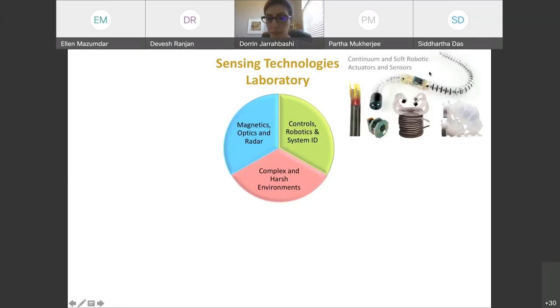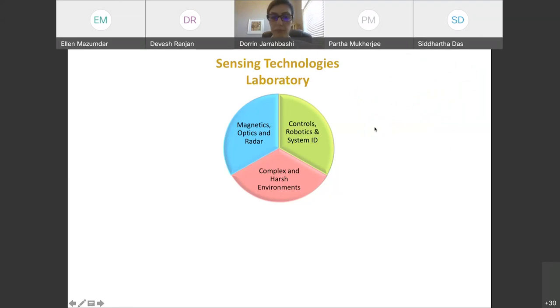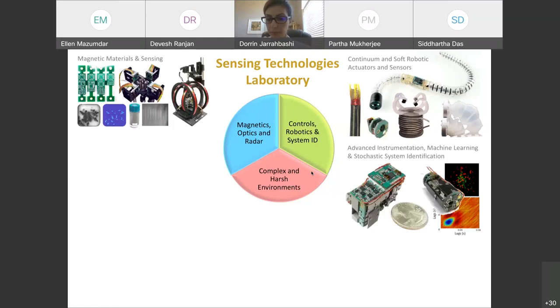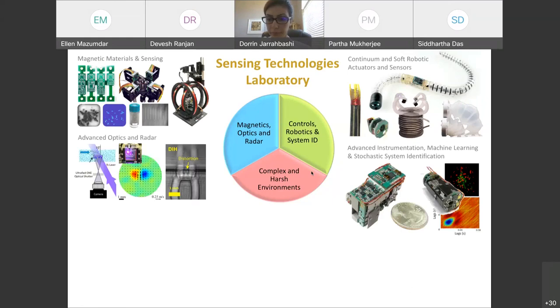So I'll talk a little bit about what we do in my lab. We do a variety of different technologies. What we're really interested in is new sensing technologies. We have lots of different applications for them, starting from robotics to advanced instrumentation, stochastic system identification. We also do some magnetic sensing and some advanced optics and radar applications. But at the end of the day, we're building sensors to measure things.